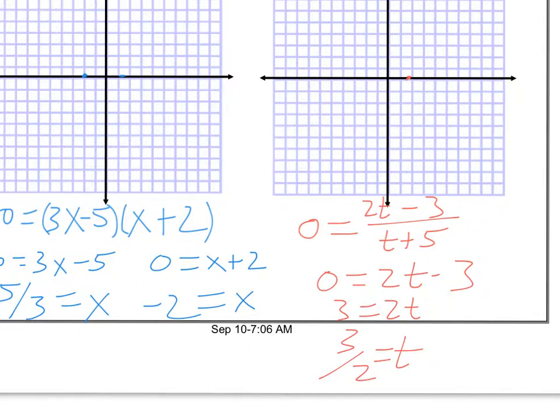But right there at 1.5, we know this graph crosses through that point. What else it's doing, who knows? We'll get to that later, but we know it goes through that point.